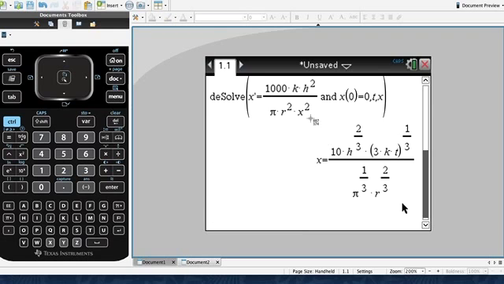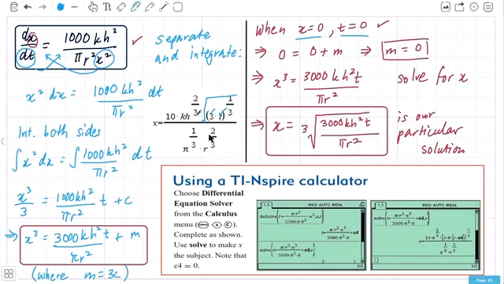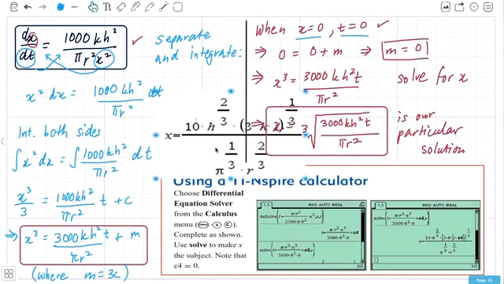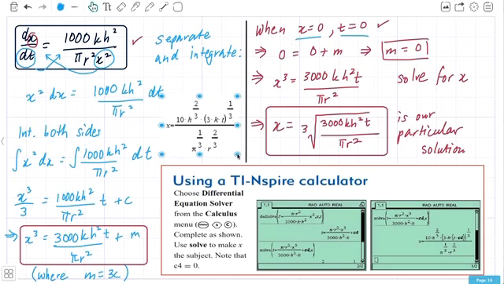Now it looks a little bit different to the solution we had found by hand, but let me just take that over and have a look at it. I'll just put it there. So you can see, let's compare. You've got here the cube root of 3000.